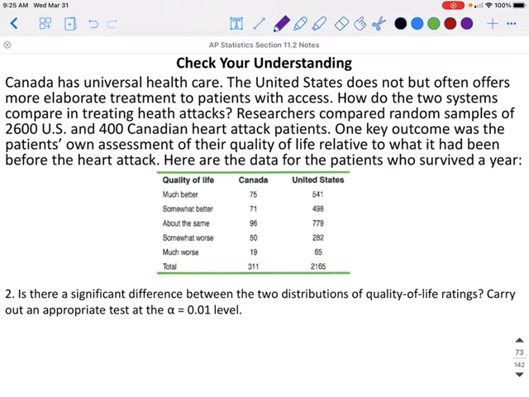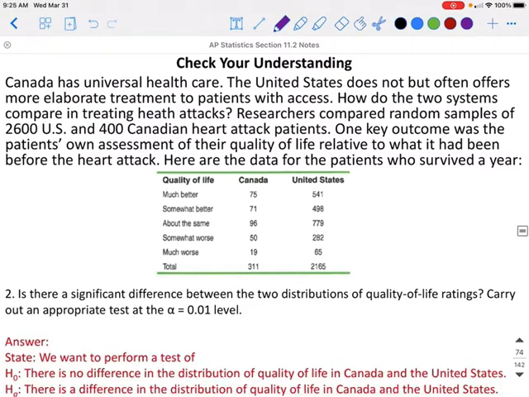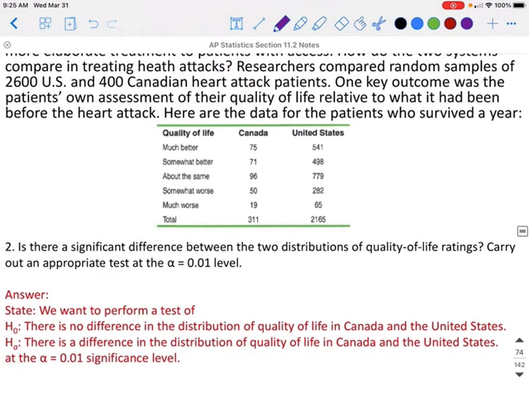So again, we're going to have to do a 4-step problem. Remember, in the state step, you need to give your hypotheses and your significance level. So we want to perform a test where the null hypothesis is there is no difference in the distribution of quality of life in Canada and the United States. The alternative is there is a difference in the distribution of quality of life in Canada and the United States, and we're going to check this at the alpha equals 0.01 significance level.